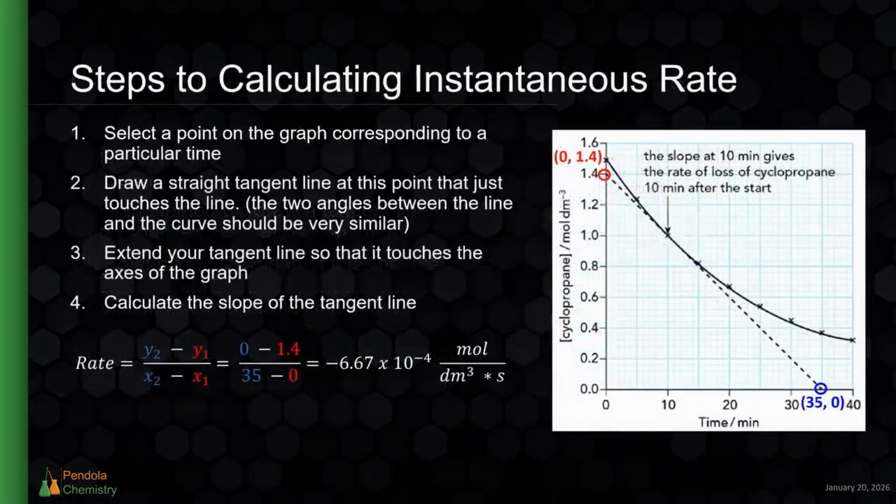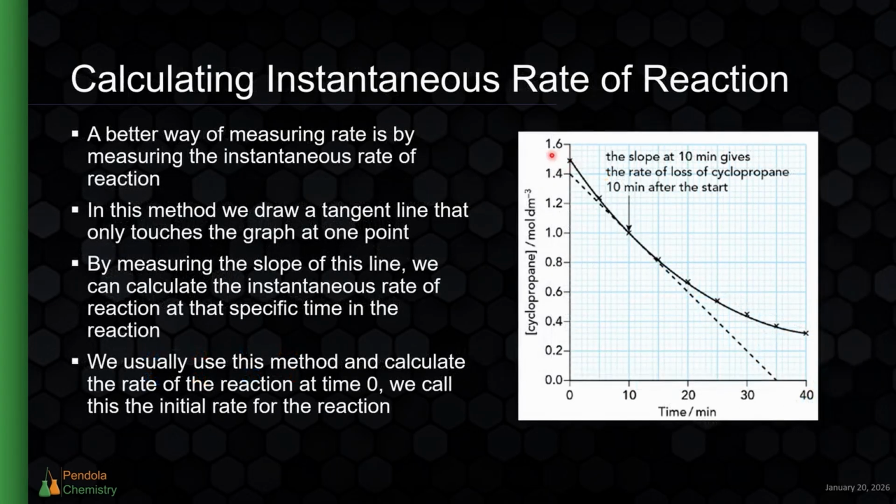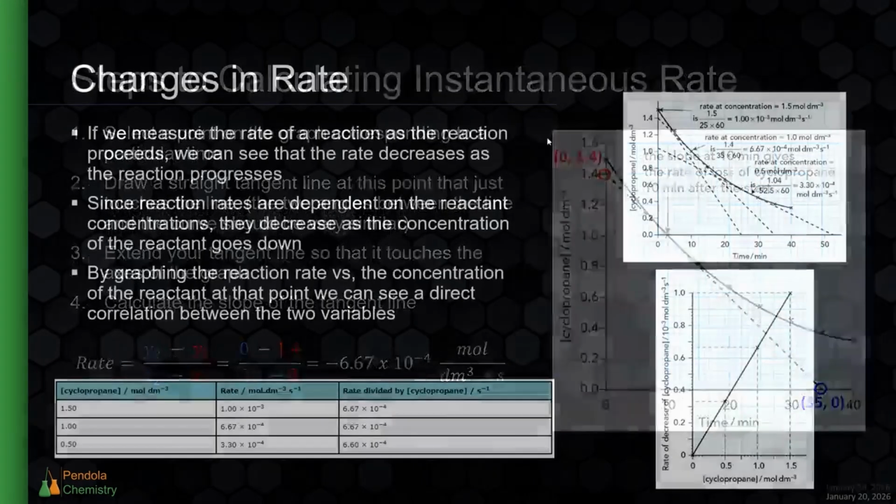But because we're doing this for a reactant, cyclopropane, that concentration is going to decrease over time. So that's how we use the slope of a tangent line on the graph to calculate the instantaneous rate at a particular point in time. Again, that particular point in time, usually, unless the questions tell you otherwise, you would be using the initial rate, which is going to be that tangent line being drawn for the very beginning of that graph.